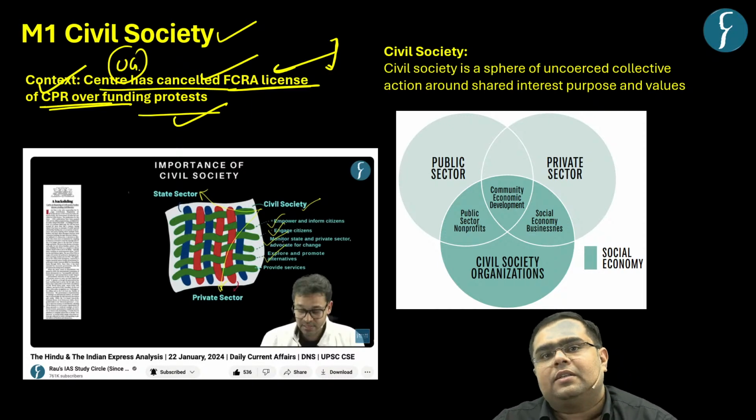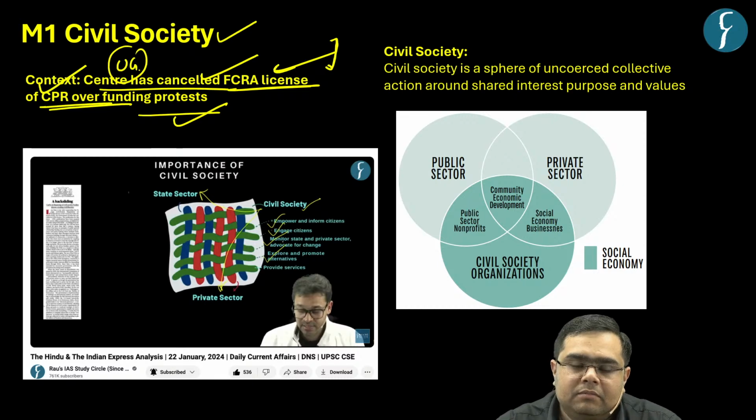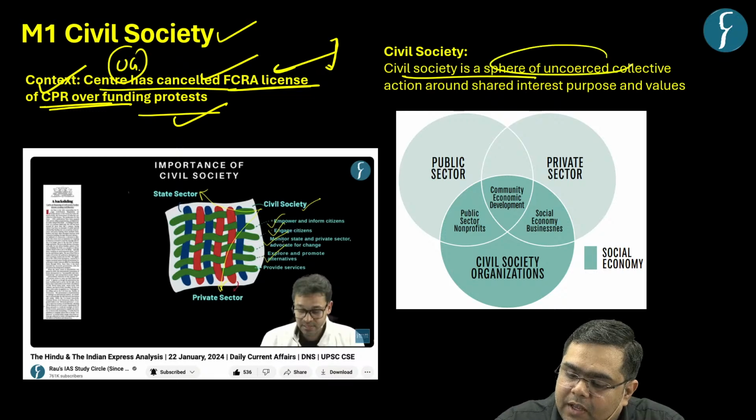Now in this context, our lecture was focused around the concept of civil society, its origins and development, and what are the issues and challenges with respect to civil society in India. So before going ahead, let us recap what is the meaning of civil society. Let us begin by definition, that civil society is a sphere of uncoerced collective action.